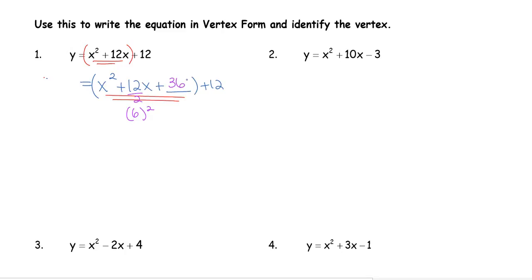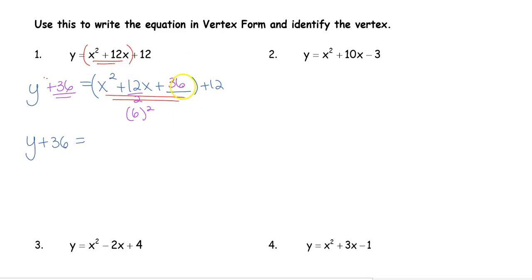Now we know in order to keep our equation in balance, whatever we do to one side, we have to do to the other side. So over here, since I added 36 here, I'm going to add 36 over here as well. That's how I'm going to keep my equation in balance. So now I have y plus 36 is equal to my perfect square trinomial.